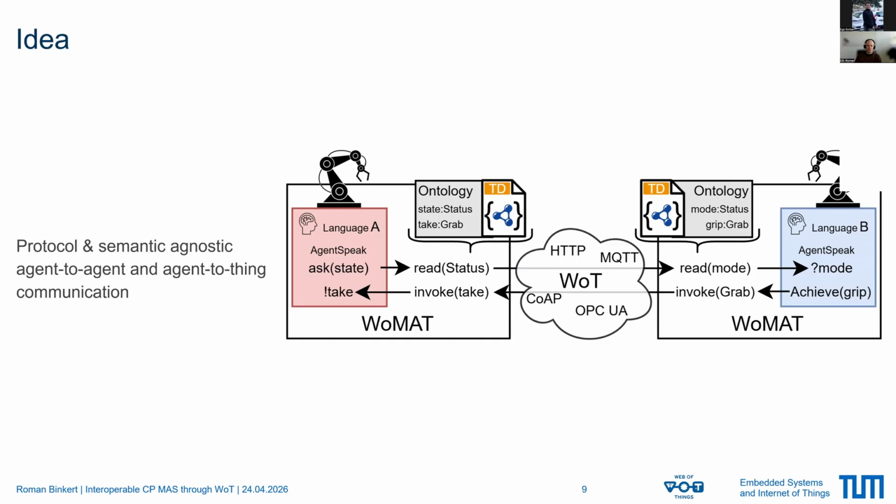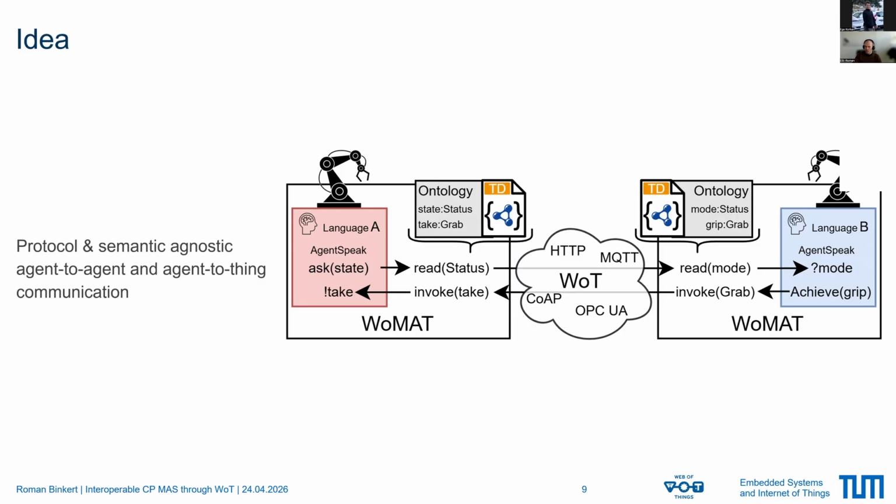So, for example, it can ask for state or something, and then based on the thing description, our approach can map this to actually tell the other agent what this agent actually wants to know, and translate this basically. For example, from grabbing to taking and so on. And this is our idea.